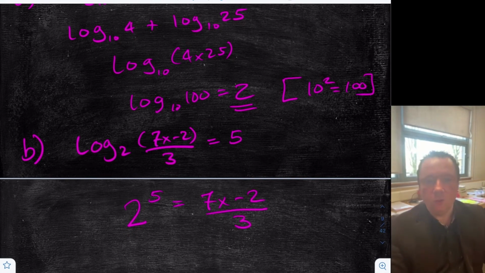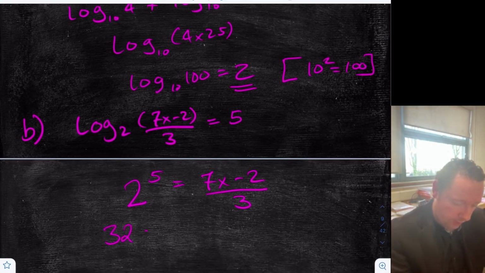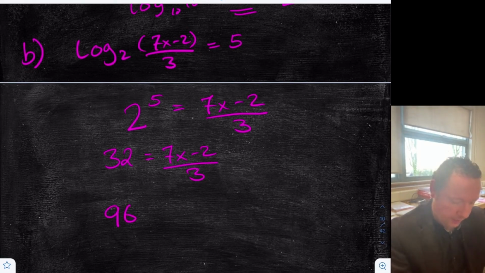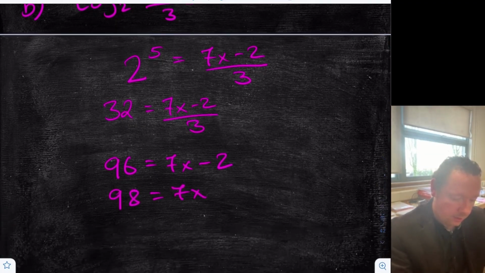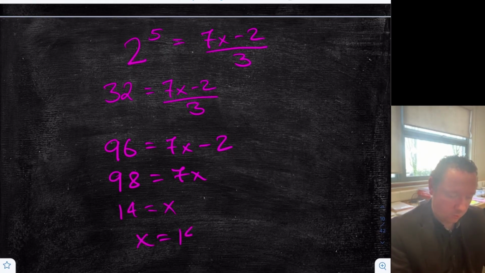So we need to work out 2 to the power of 5. Well, 2 2s is 4 times 2 is 8. Times 2 is 16, times 2 is 32. So we get 32. So 32 equals (7x minus 2) over 3. So we can times 32 by 3. 32 times 3 is 96. So 96 is 7x minus 2. Add 2 to both sides, so 98 is equal to 7x. Dividing through by 7 then, you get 14 equals x, or nicer, x equals 14.